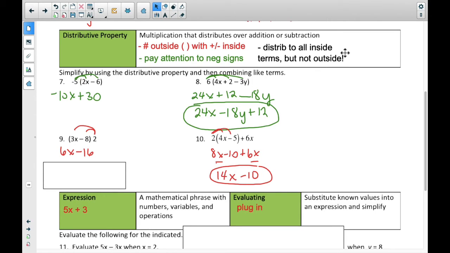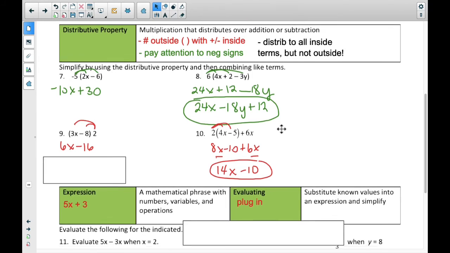Finally, make sure you're distributing to all the inside terms, but not the outside terms. So for instance, on number 8, we had to do all 3 of them. But for number 10, that 6, we do not distribute to that 6. Okay, that's some practice on distributive property. We'll have some more practice when we meet in our Zoom or whatever we have. Let's move on to the next section.